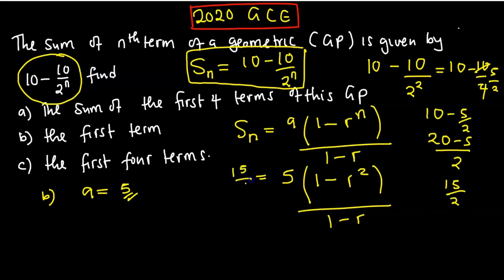So we're going to put it here: 15 over 2. Then at this point, we can divide throughout by 5, so that we get rid of this 5. So this 5 goes, this 5 goes.